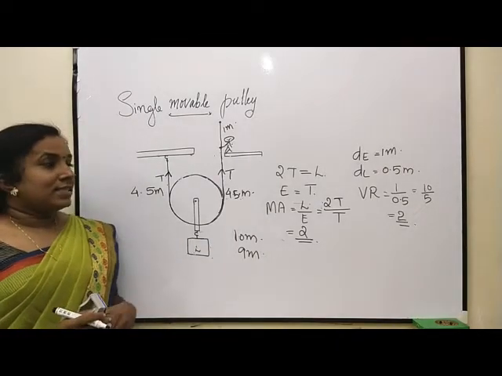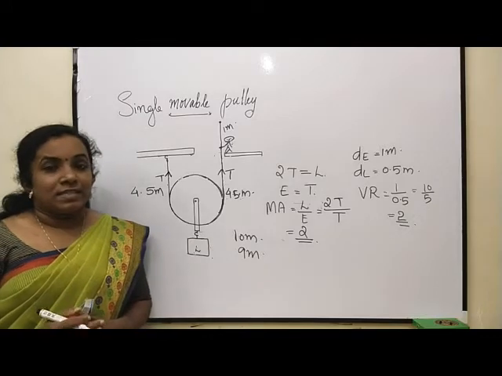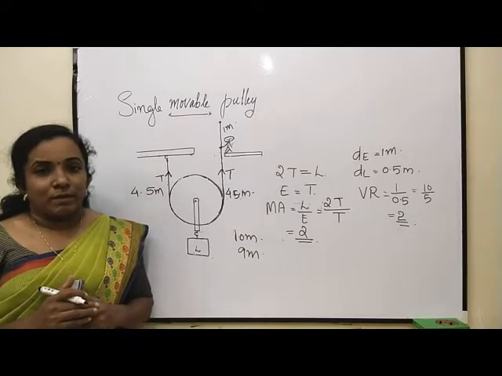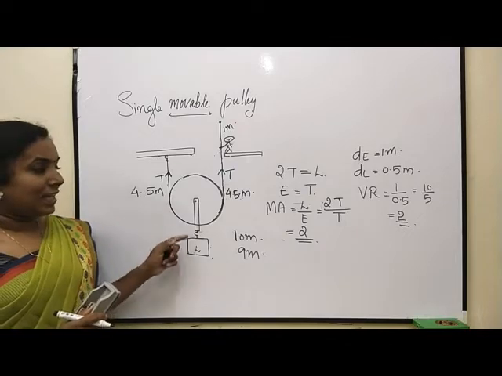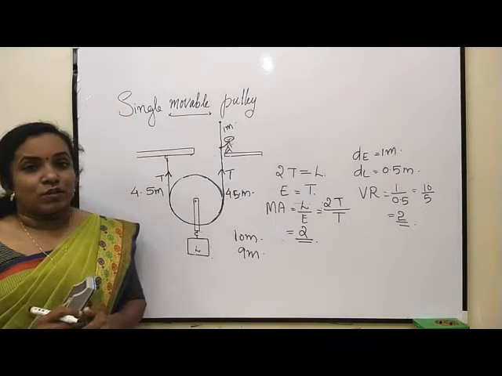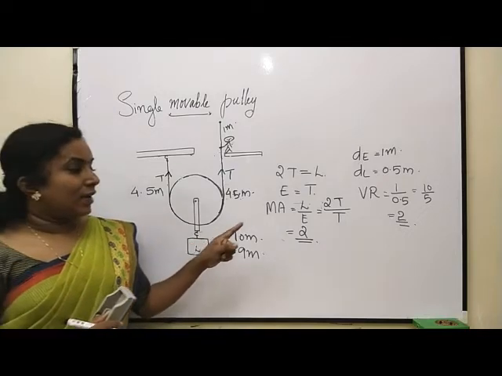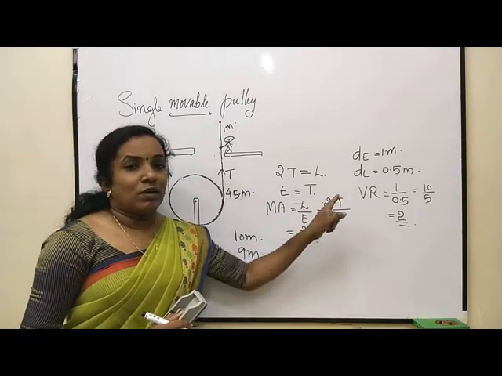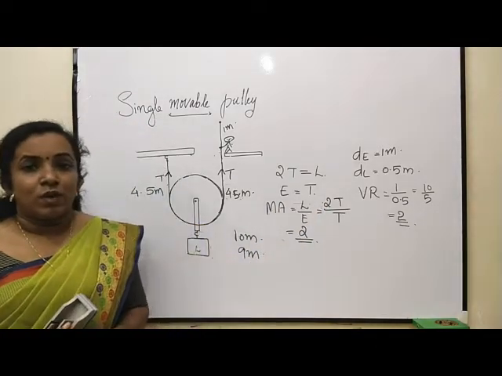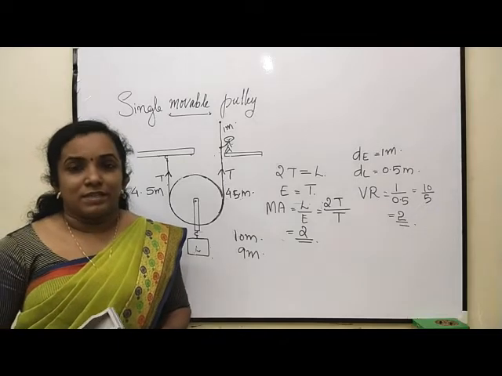Hence this movable pulley is used as a force multiplier. In the ideal case, since there is no loss of energy, the mechanical advantage is equal to 2, the velocity ratio is equal to 2, and the efficiency will be 100%.